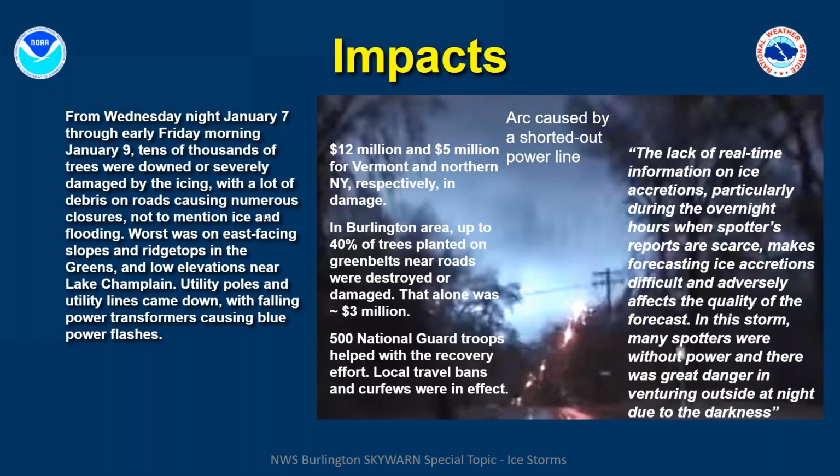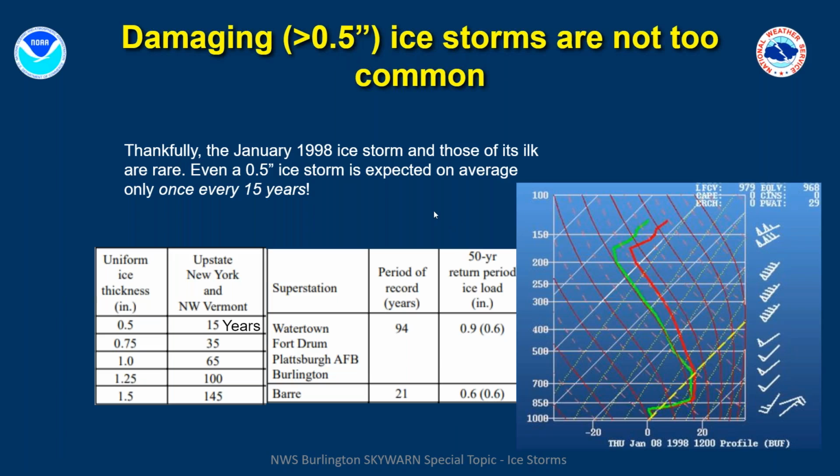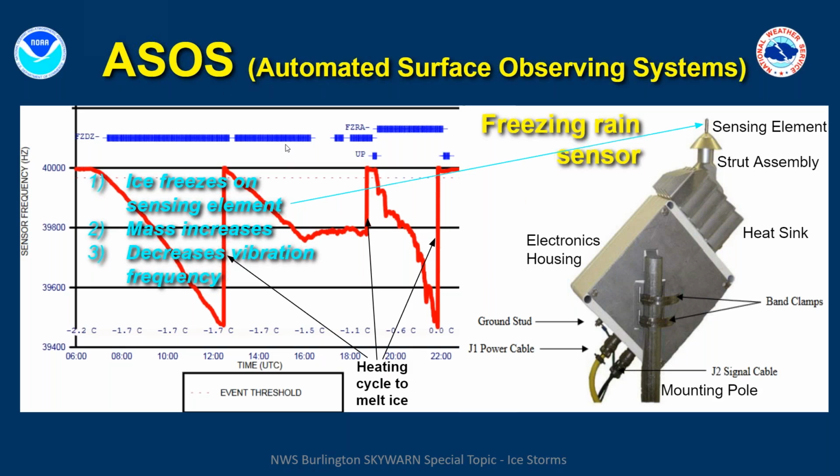And so the report really helped motivate, given how costly this was, improvements to some of the technology we use today. The ice storm itself, a lot of the impacts were to the forest, which can be seen up here in this map. We'll go into the final stretch in a moment to tie it together. Thankfully, that type of ice storm is quite rare. We expect even a half-inch type of ice storm in our region to happen maybe every 15 years on average. So that takes us to the measurements. As I hinted, the 1998 ice storm was an impetus to get freezing rain sensors as part of our ASOS systems.